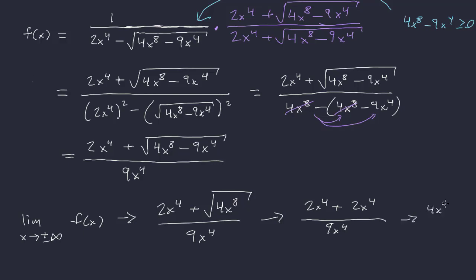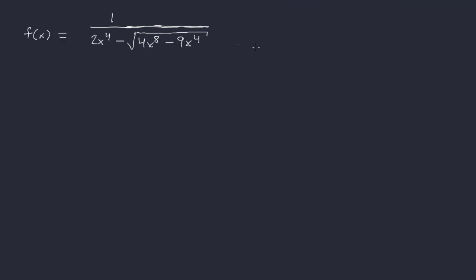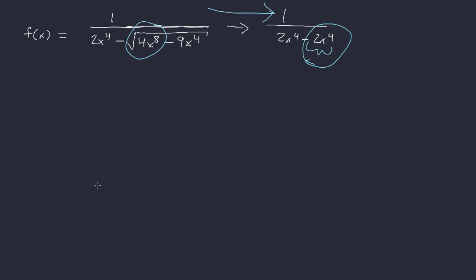Okay, so we end up with 4x to the 4th over 9x to the 4th, which ends up being 4/9. Now you may notice that that is not a plus or minus infinity. But remember, when we were just looking at the leading terms originally, we just said that goes to 2x to the 4th minus 2x to the 4th from taking just the leading term. However, this piece is never actually equal to this piece. It's always a little bit less. Okay? So we were missing that when we were just taking the leading terms.